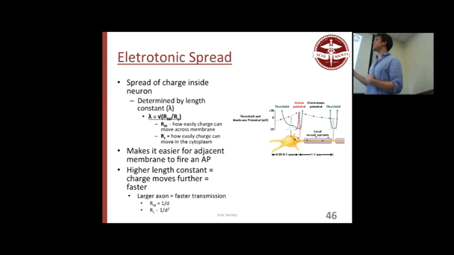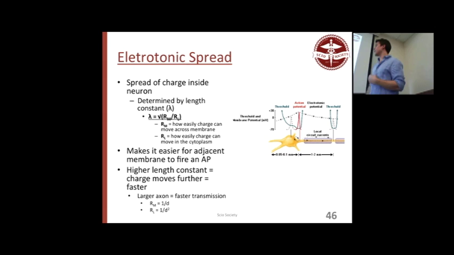What's going to change is your membrane resistance, and that's going to change in things like when you have myelination. With myelination, the membrane resistance is going to be really high, right? Because myelin helps insulate it, so that's going to increase that. And so, like I said, length constant is how far this charge can spread. It's going to make it easier for adjacent axons to fire, basically.